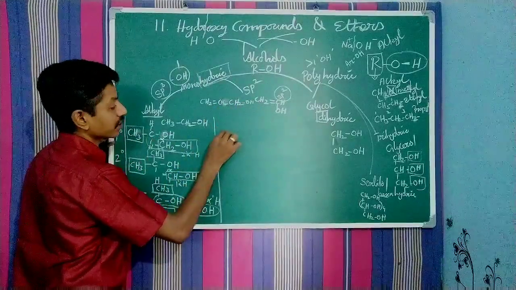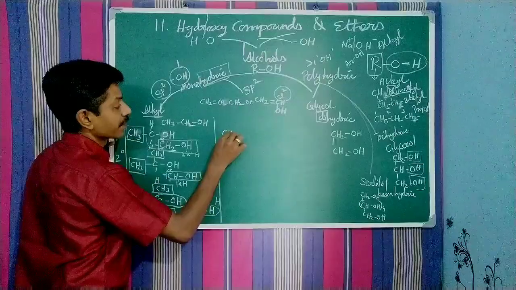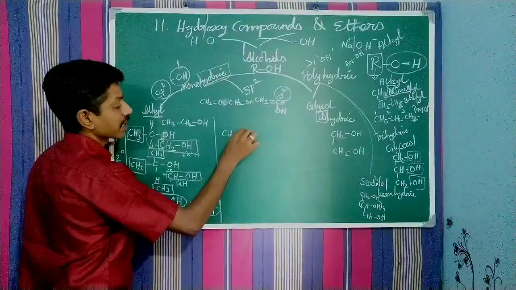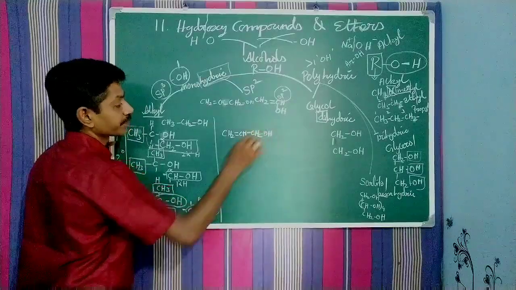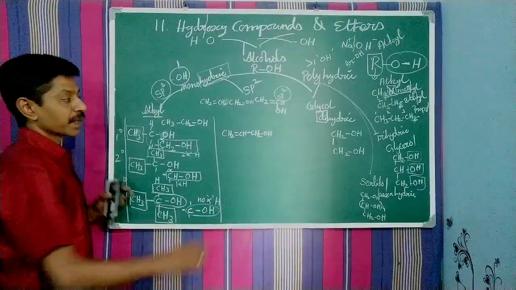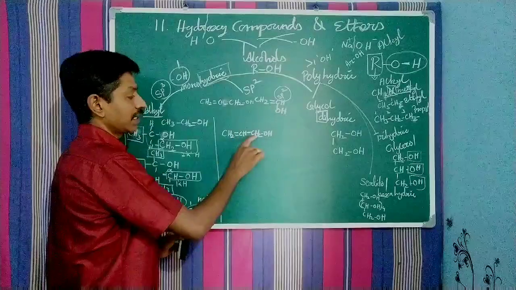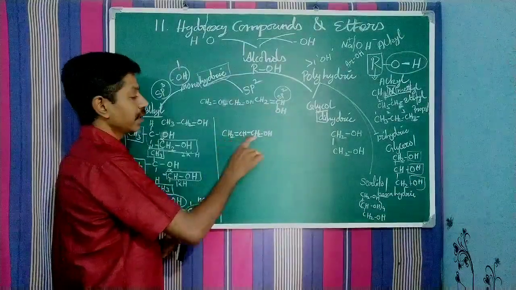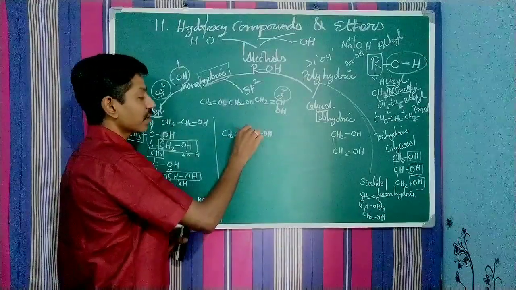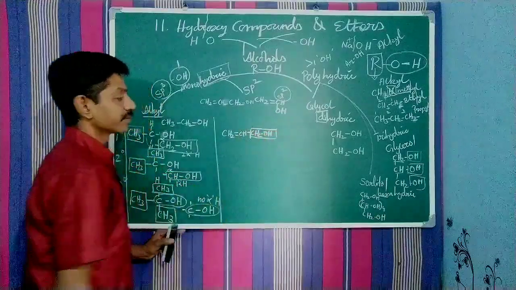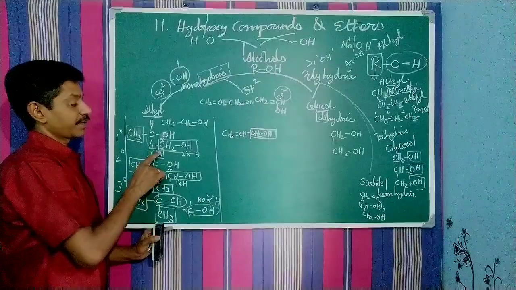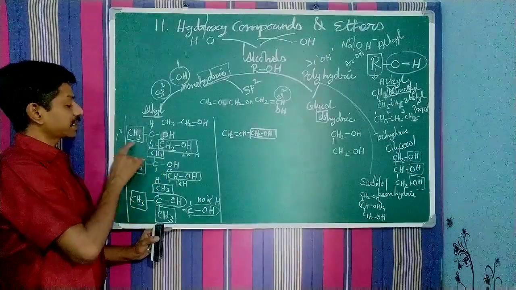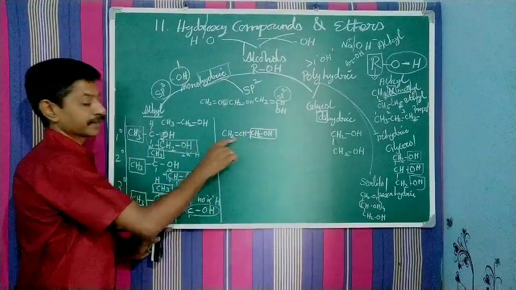The allyl alcohol structure also, if you closely see, CH2 double bond CH and CH2OH. The allyl group, it is fine. The OH attached carbon you have to look carefully. If you look at the carbon, it is primary in nature. So that is why it is coming under primary category.